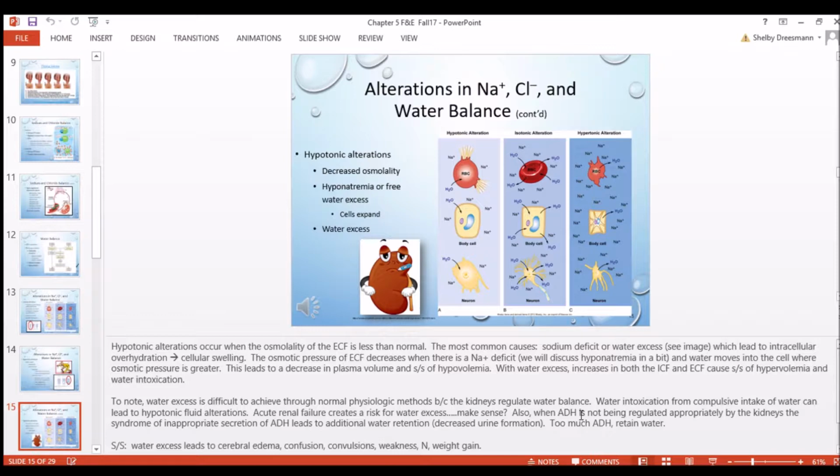With water excess, it increases both ICF and ECF, so it can cause hypervolemia and water intoxication. Water excess is difficult to achieve through normal physiologic methods because the kidneys are always regulating water balance. However, if you compulsively take in water, it can cause hypotonic fluid alterations. Acute renal failure can be at risk for water excess because our kidneys aren't working too well. Also, if ADH is not being regulated and we're secreting too much ADH, we're going to be holding on to way too much water, and that can lead to water excess. It can lead to cerebral edema, confusion, convulsions, weakness, and weight gain.